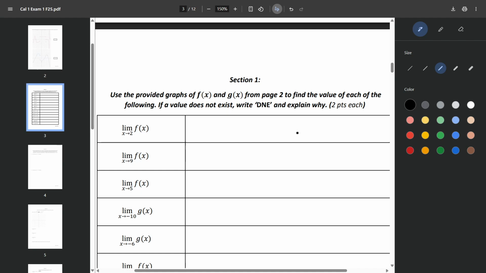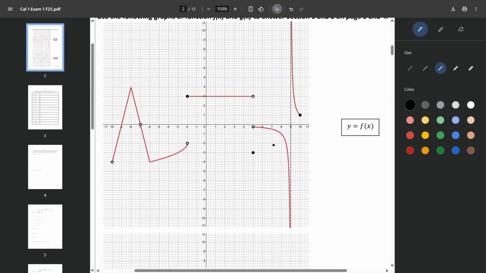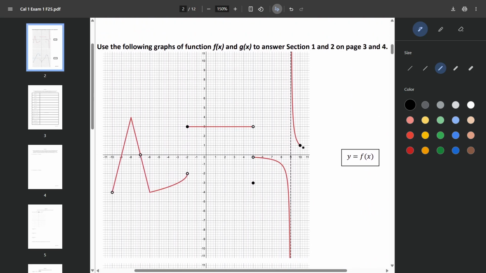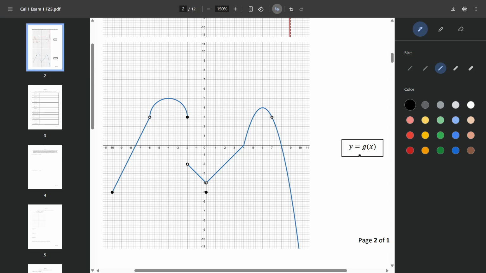Use the provided graphs of f of x and g of x from page 2 to find the value of each of the following. If a value does not exist, write does not exist and explain why. And here are our graphs for both y equals f of x and y equals g of x.